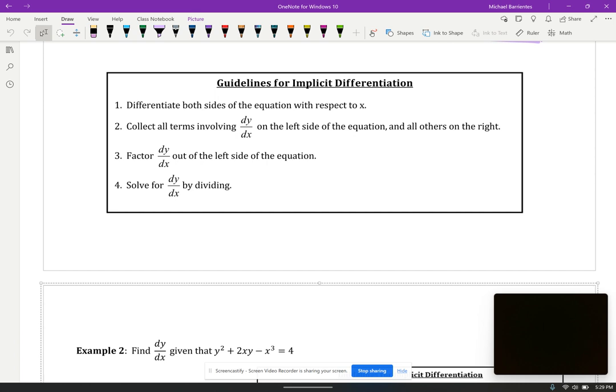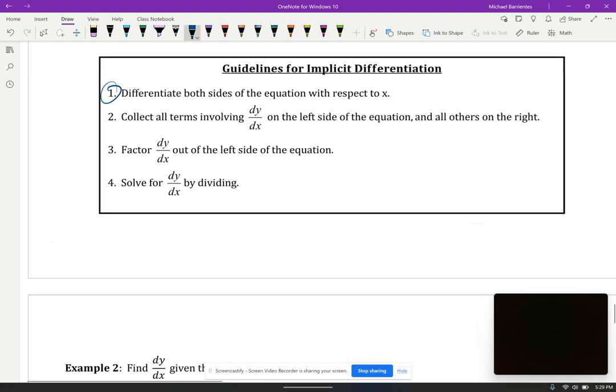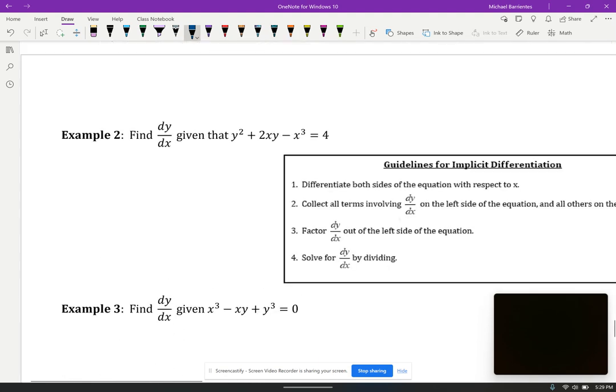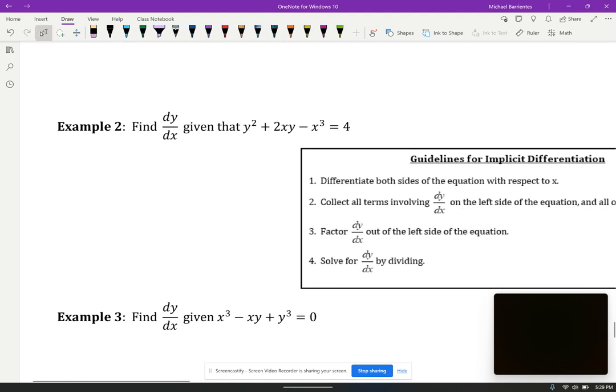So, 4 steps. Number 1, take the derivative of both sides of the equation. We're going to do step number 1 right now, and we're going to use example 2 to find the derivative, differentiating both sides of the equation with respect to x. So I go to my equation. In example 2, my equation is here. Notice there are two sides. I have the left side and I have the right side.